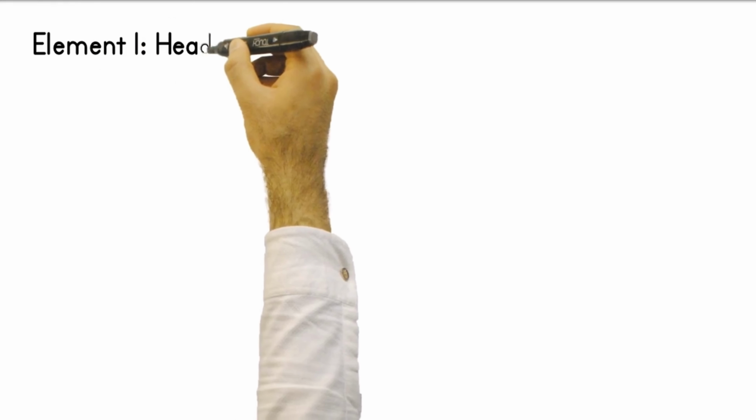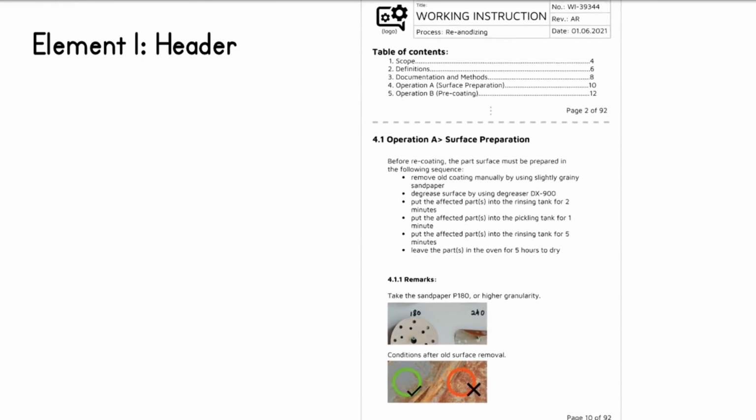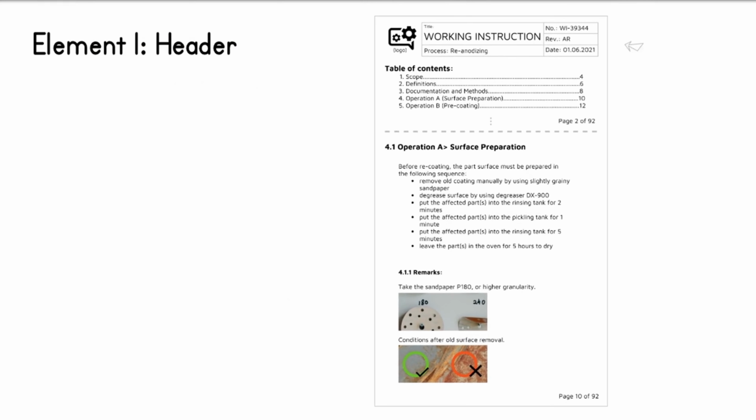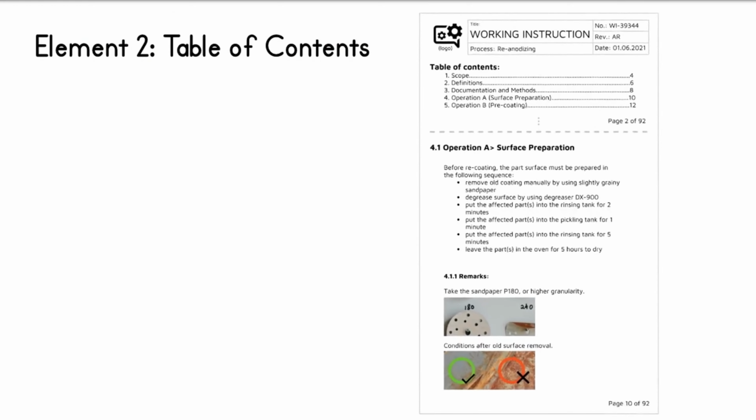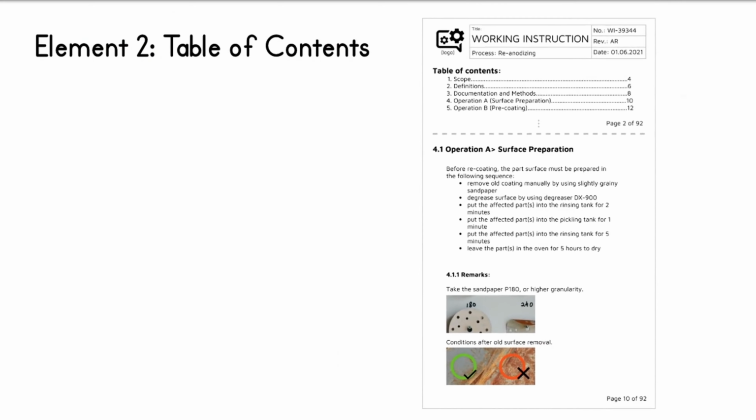The header section identifies the document and provides key references. Typically it includes document title, instruction number, process or operation name, part number or product reference, revision level, author and approval information, effective date. The table of contents lists which operations or topics the document covers, making it easy to navigate, especially for longer instructions.